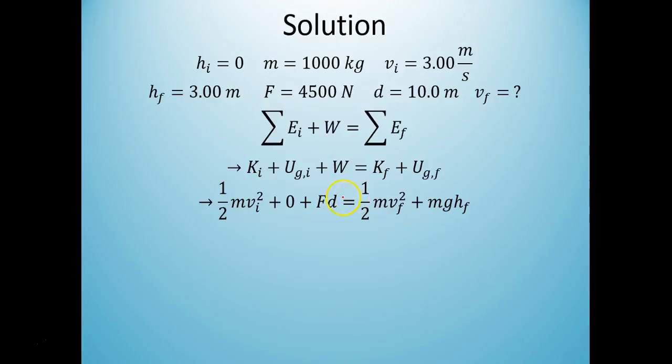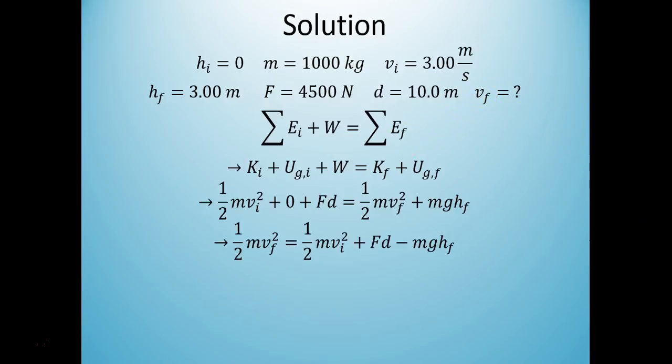Now, I plugged in 0 for my initial gravitational potential energy because at the beginning, my height is what I'm calling 0. So I set that entire term to be 0 because that's an mgh. One of those terms is 0. They multiply together, so the whole thing's 0. And we're trying to solve for our final velocity here.